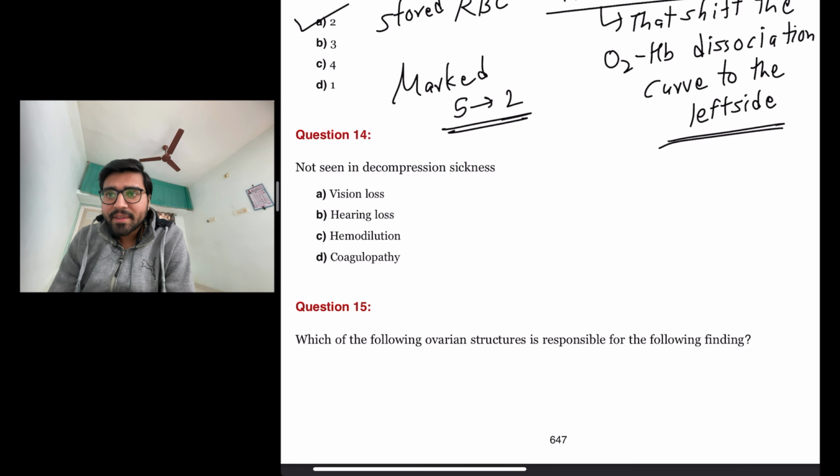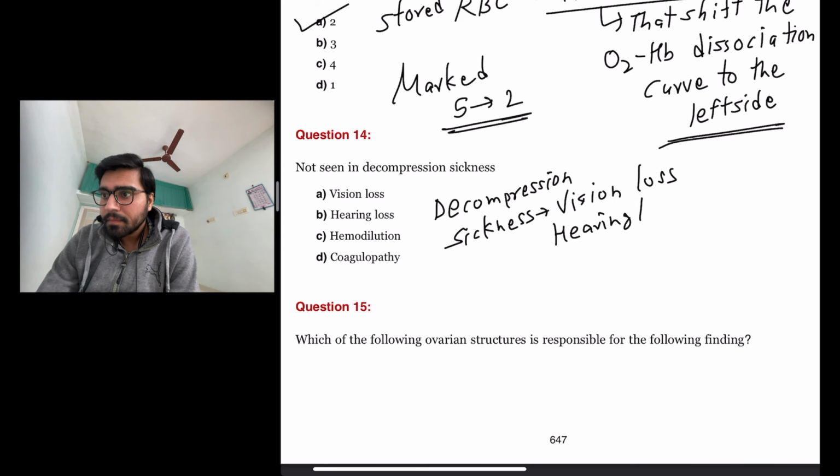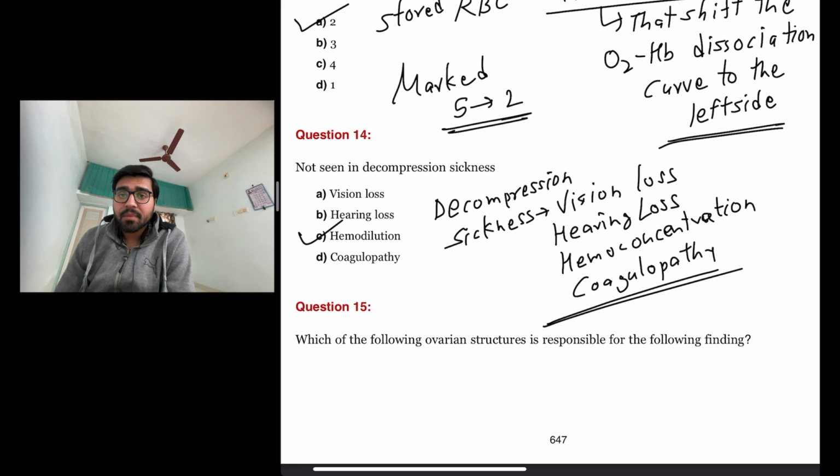The next question is not seen in decompression sickness. Vision loss, hearing loss, hemodilution, coagulopathy. Decompression sickness can lead to vision loss, hearing loss, hemoconcentration of RBCs, and coagulopathy. So the answer here is hemodilution because hemodilution is not seen in decompression sickness.